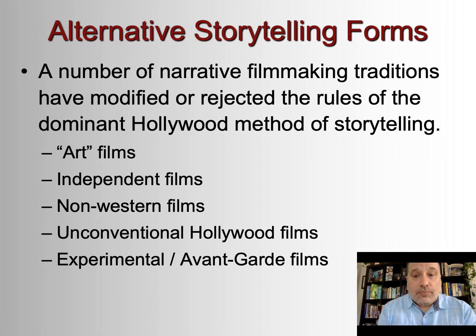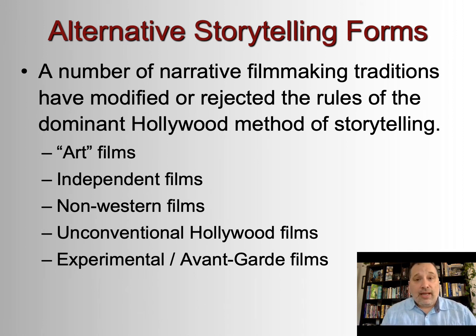Okay, so there are other kinds of storytelling in the world. It's not all just classical, right? A number of narrative filmmaking traditions have modified or rejected the rules of dominant Hollywood method of storytelling. People, artists, writers, right, they want to be able to convey other things about the world than whatever Hollywood's typical storytelling machine has to convey. And this is what we think of as maybe art films, right? Indie films, although a lot of indie films do also conform to classical Hollywood. Non-Western films, films made in other countries. And unconventional Hollywood films.